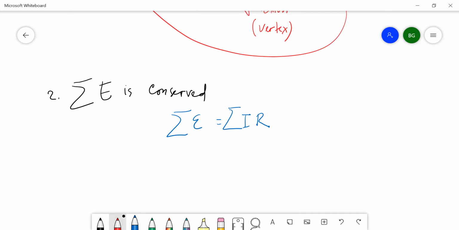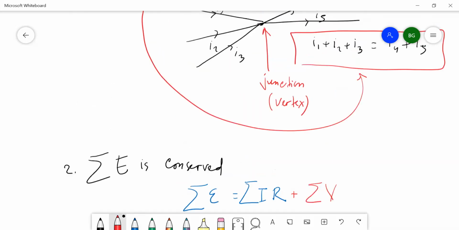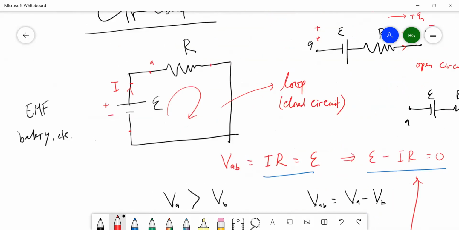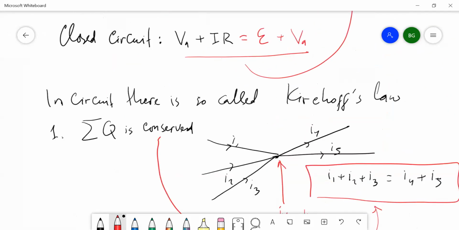And also if there is anything else, for example a capacitor or other devices, this is still valid. The example is this simple circuit, a battery and this capital R, this resistor. I will refer back to the book for this one.